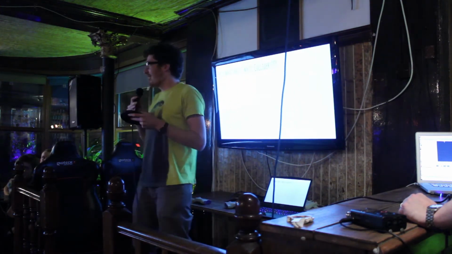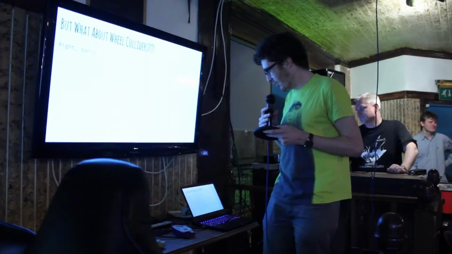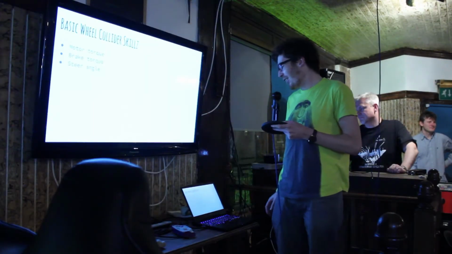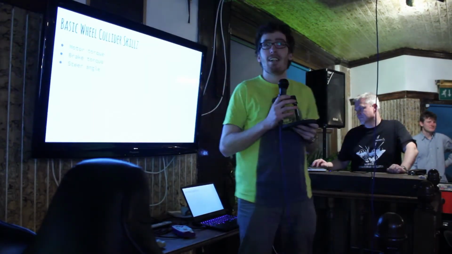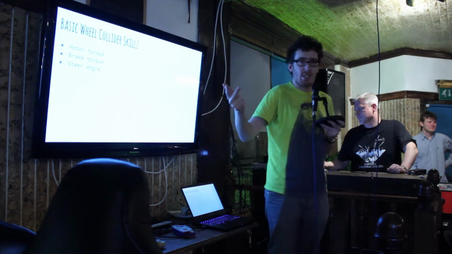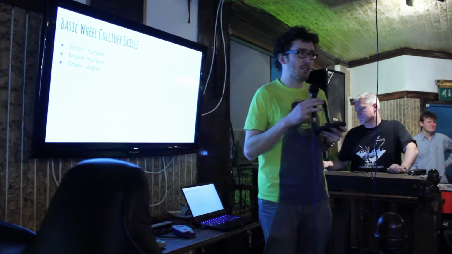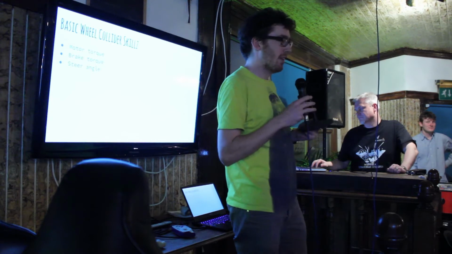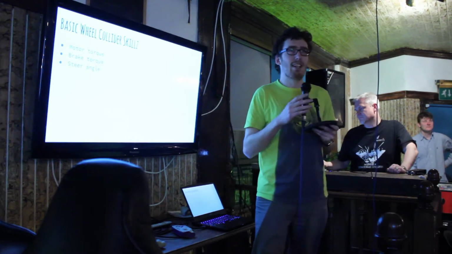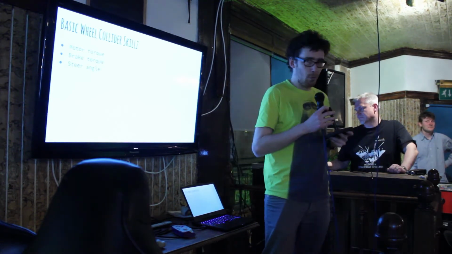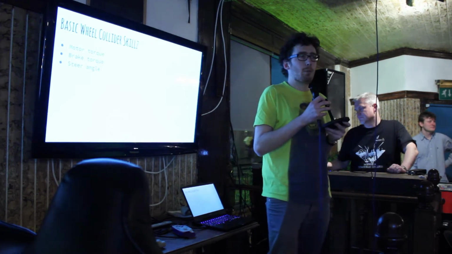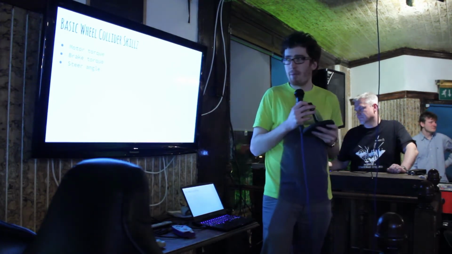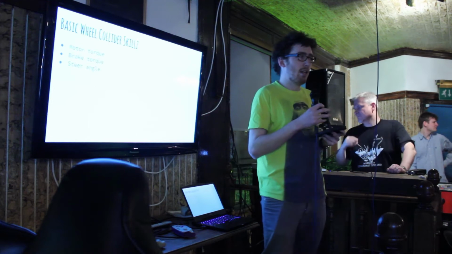Okay, but what about wheel colliders? Right, sorry, we got sidetracked there. Okay, basic wheel collider skills. We have motor torque, brake torque, and steer angle. These are the three things that you probably see when you open the wheel collider Unity manual page, and they look like the things you want to aim for. They make sense. They're not too hard to understand.